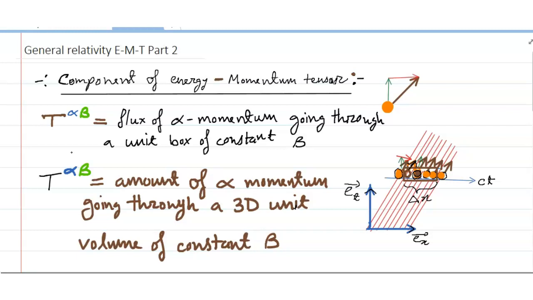So the component of the energy momentum tensor T alpha beta is the flux of alpha momentum going through a unit box of constant beta, and T alpha beta equals the amount of alpha momentum going through a 3D unit volume of constant beta.